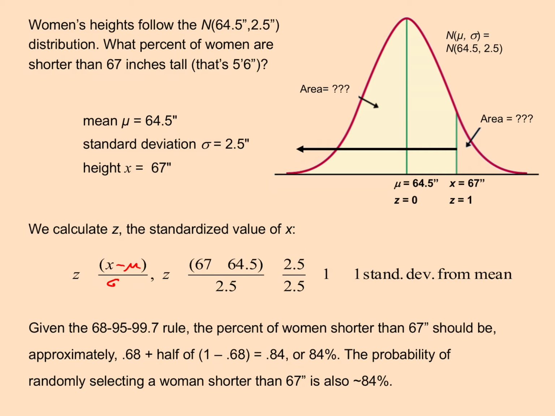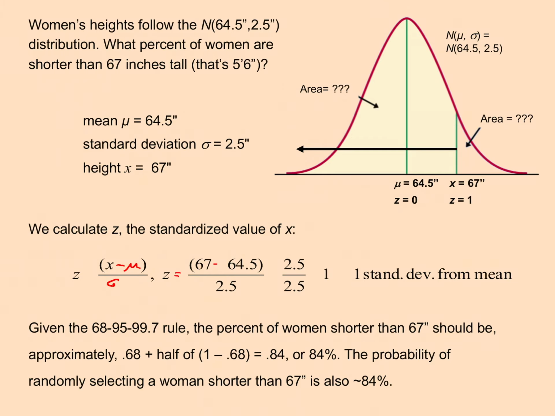So with this information, what percent of women are shorter than 67 inches tall? Another way to ask that: what is the probability of a random woman's height falling at 67 inches or less? Think about it in terms of probability. So if our mean is 64.5, standard deviation 2.5, we have a height of 67 that we're interested in. Plug those into our formula.